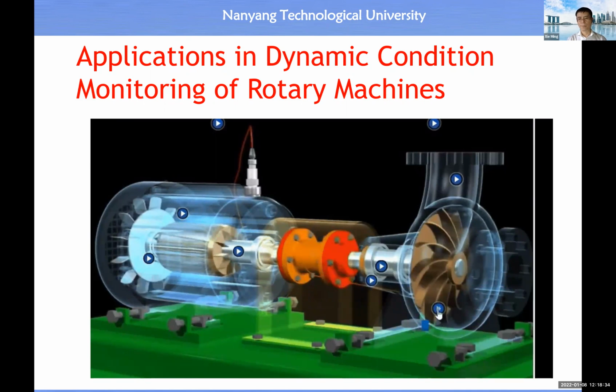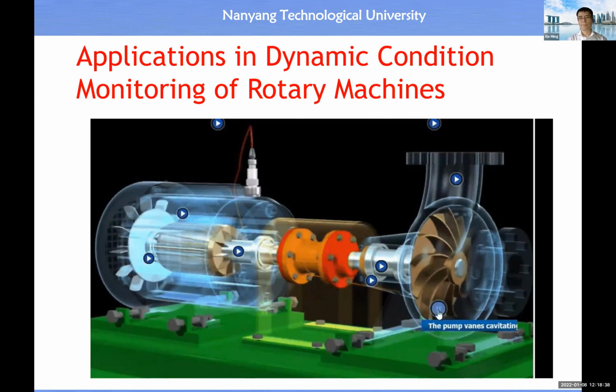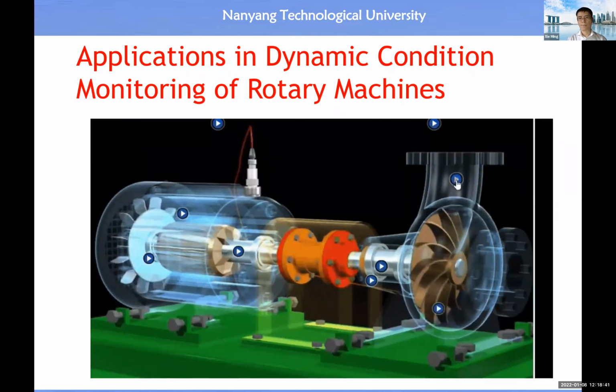For the pump, we've got pump cavitation. On the machine head, not many machines sound like that, but anyway.